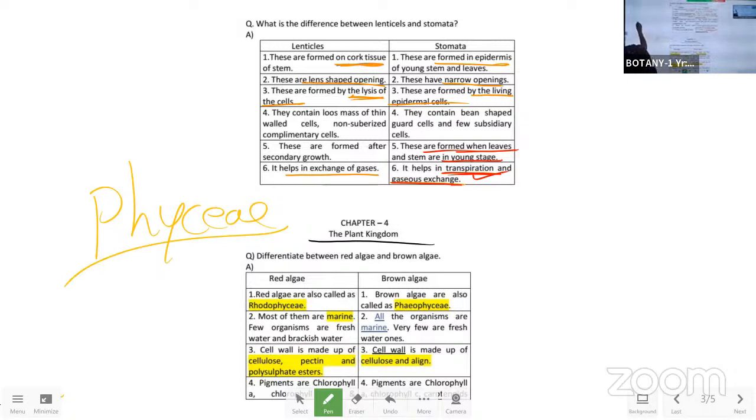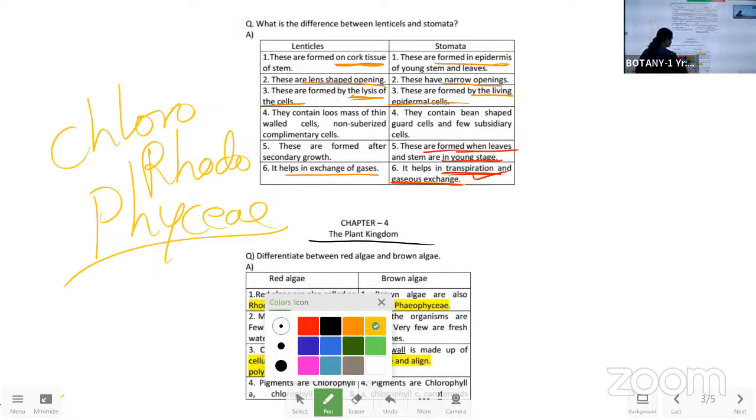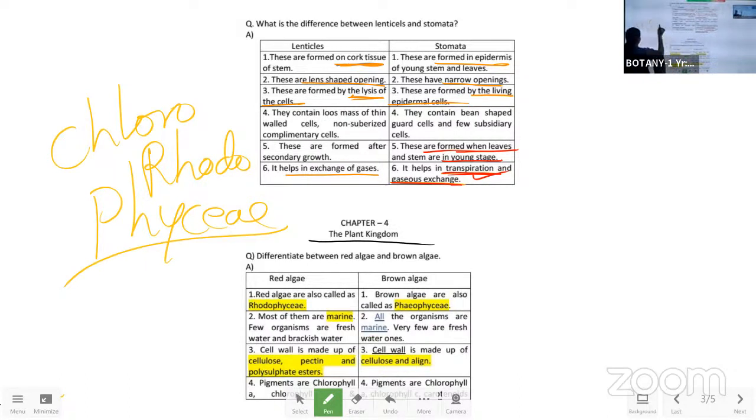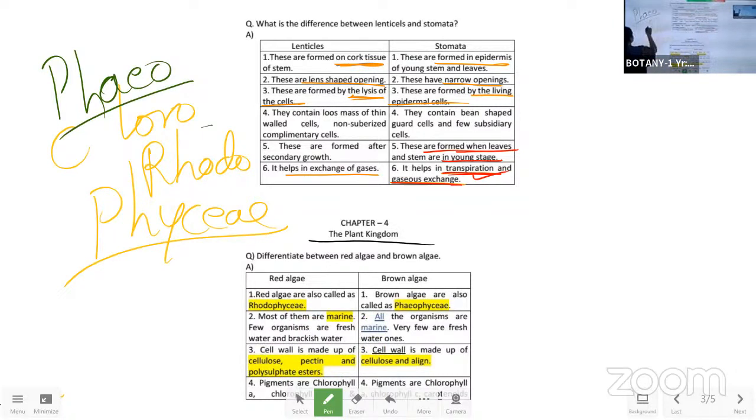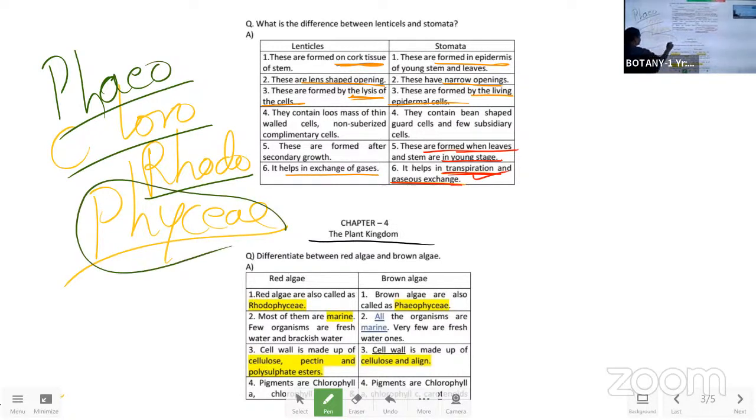Instead of that, we have chloro. This one we can say rhodo, RHODO. See, these words only you need to learn, and this is the common word for the class name. It is so easy in my subject to learn the spellings of the class names also.